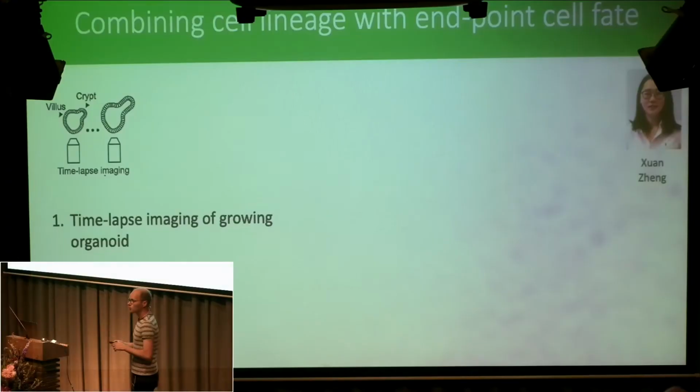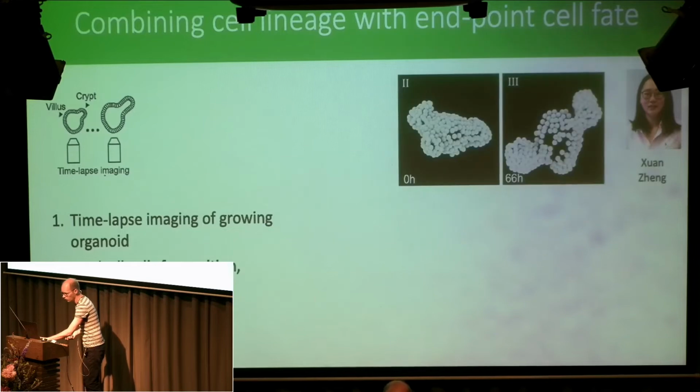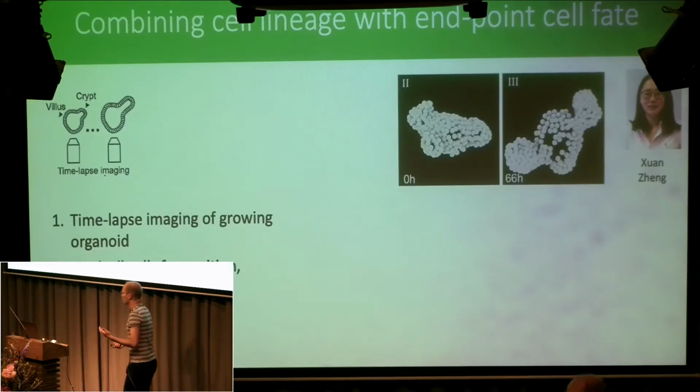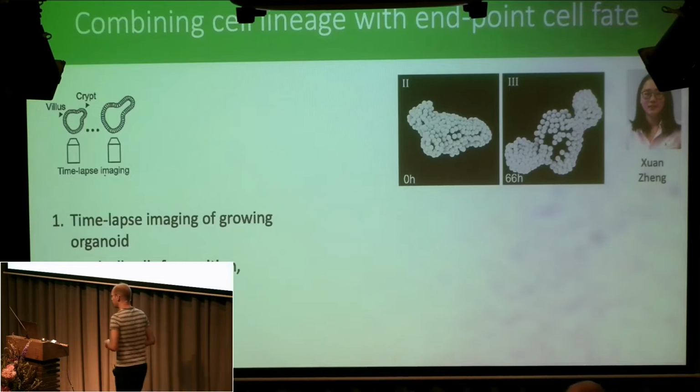So the way we solve this is as follows. We start with what we already know how to do well, so this is time-lapse imaging. We start with time-lapse imaging of a growing organoid. Then we use the approach that I already outlined to track all these cells. So we know exactly all the cells at the beginning, and we know all the cells at the end, and we can connect them in space and in lineage.